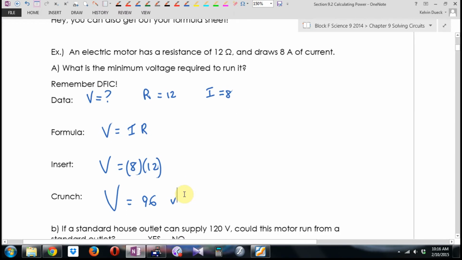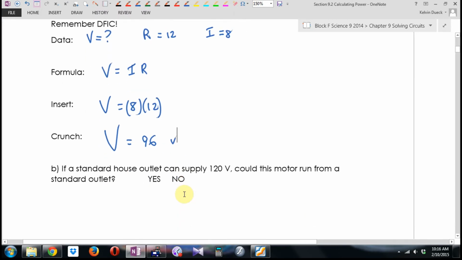Here's a follow-up question. Mateo, with me. If a standard house outlet can supply 120 volts, could you run this motor from a standard house outlet? Yep. If we had gotten an answer of 150 volts, that would mean that if you plugged it in, your standard plug would not have enough energy to cause that motor to turn over. You'd need a special plug, a different plug.